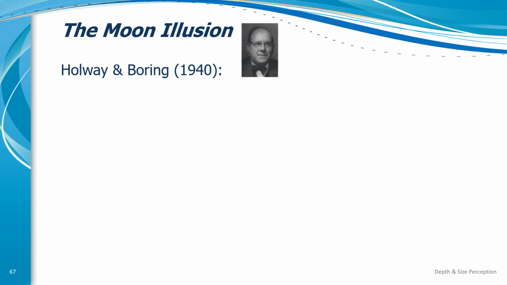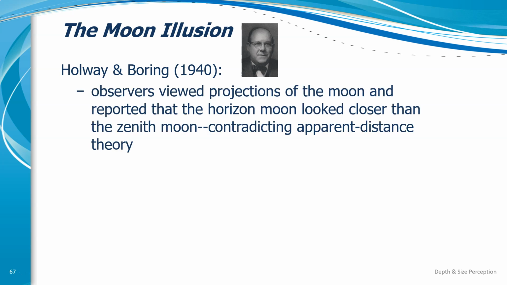So, in 1940, Boring set up an apparatus so that observers could view projections of the moon, not the real moon, but a projection, so you have complete control over that. You don't have to wait until it's a full moon. You don't have to worry if it's cloudy, anything like that, okay? Precise experimental control. And when people viewed these projections of the moon, they reported that the horizon moon looked closer than the moon at its zenith.